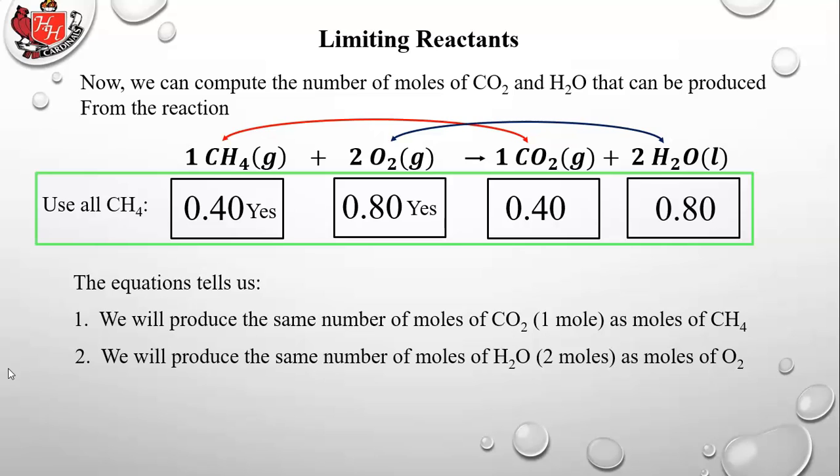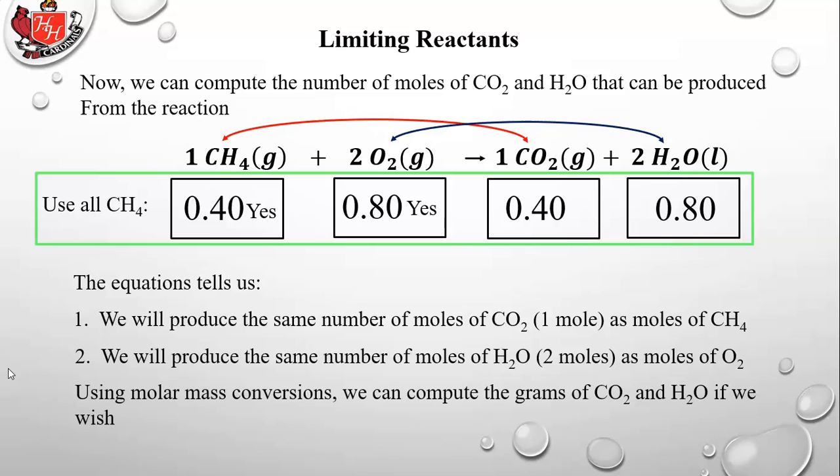And of course, you can relate, for example, the H2O to the CO2. It says we're going to have twice as many moles of H2O as we have of CO2, so it's 0.8 to 0.4. Just like on the left side, twice as many moles of O2 as CH4, so 0.8 to 0.4. So there's a lot of ways you can make those relationships.